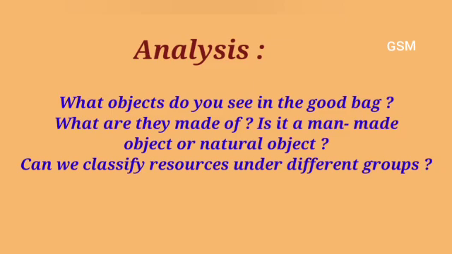Natural resources, examples: minerals, water, trees, air, sunlight. Man-made resources are man-made things like pencils, buildings, roads, cars, etc. Students, what objects do you see in the school bag? We found a pencil, small stone, paper napkin, packet of grains, leaves and a metal key. Students, what are they made of? Is it a man-made object or a natural object?